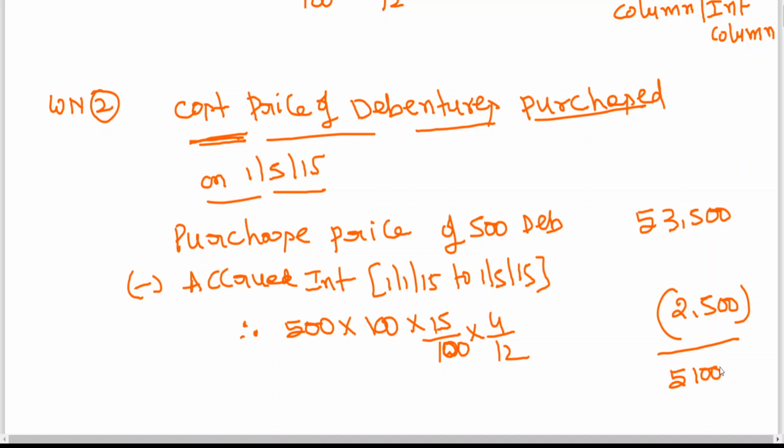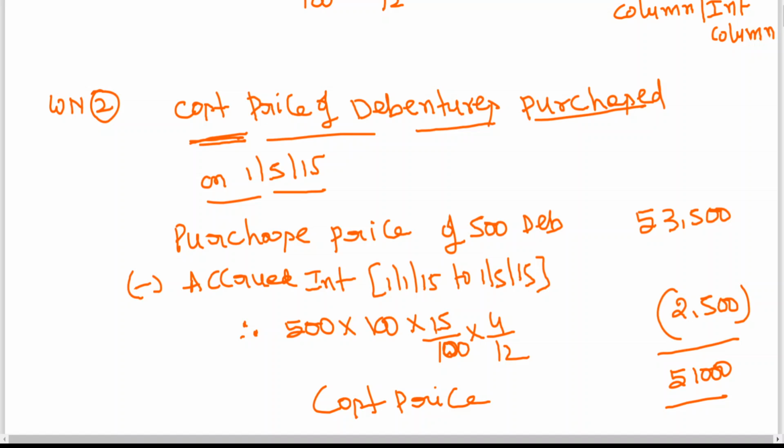This is cost price. You know why you are deducting, because this is to be taken to the cost column. This 2,500 will be taken to which column? Interest column. We have discussed already. This will be taken to the interest column or income column. Okay, right. So this is completed.